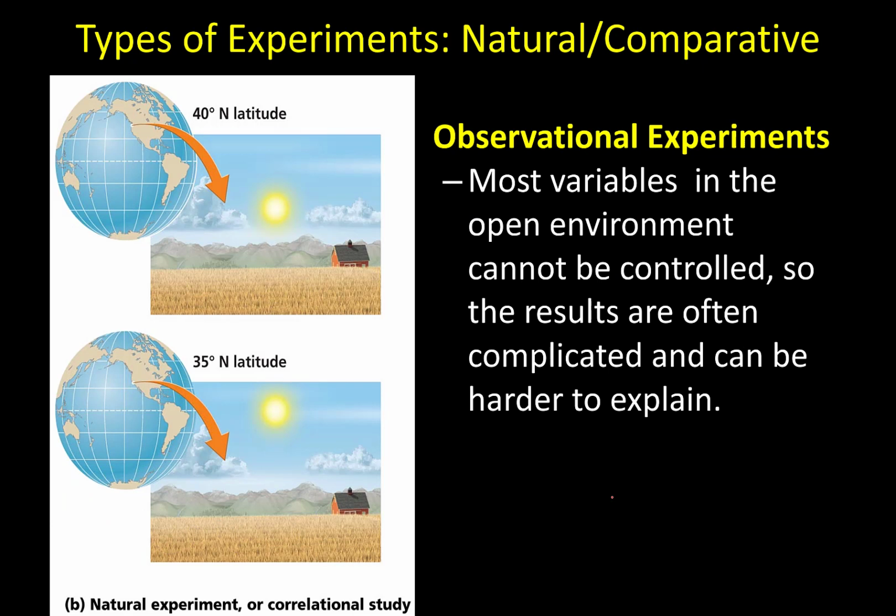That's the trick with observational experiments. These comparative experiments occur in open environments where you can't control most of your variables. Means your results tend to be more complicated and sometimes harder to explain. You can't point to a single variable and say that's the cause. But they also tend to reflect what's actually going on in the environment, which is very valuable in and of itself.